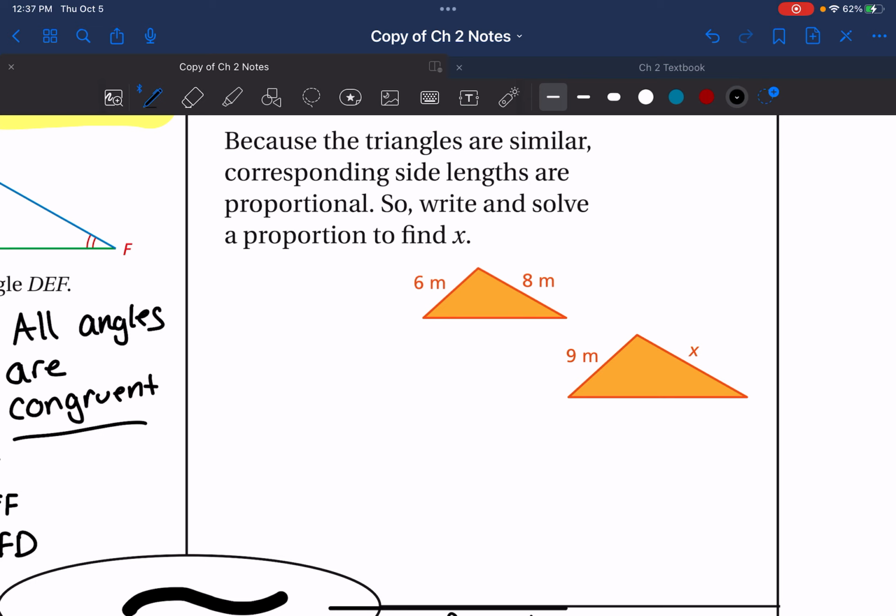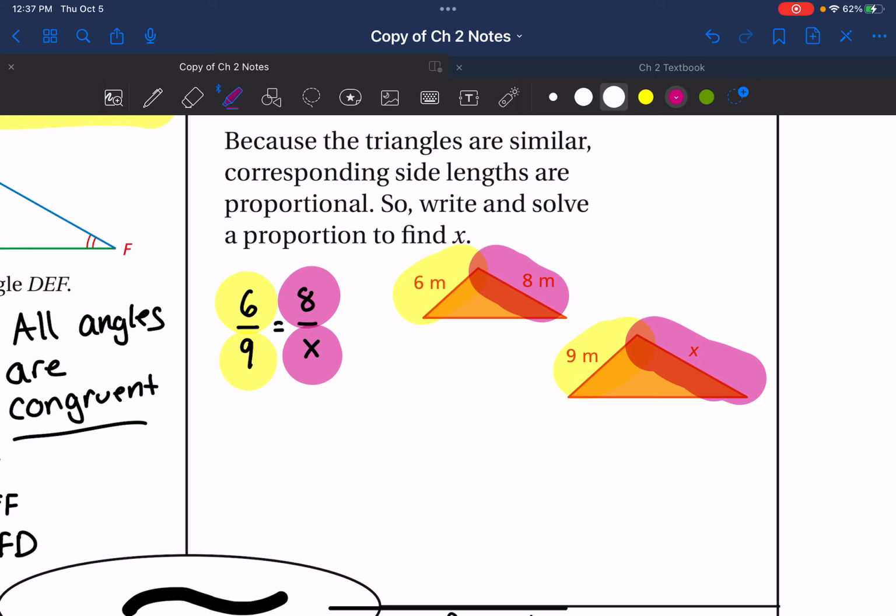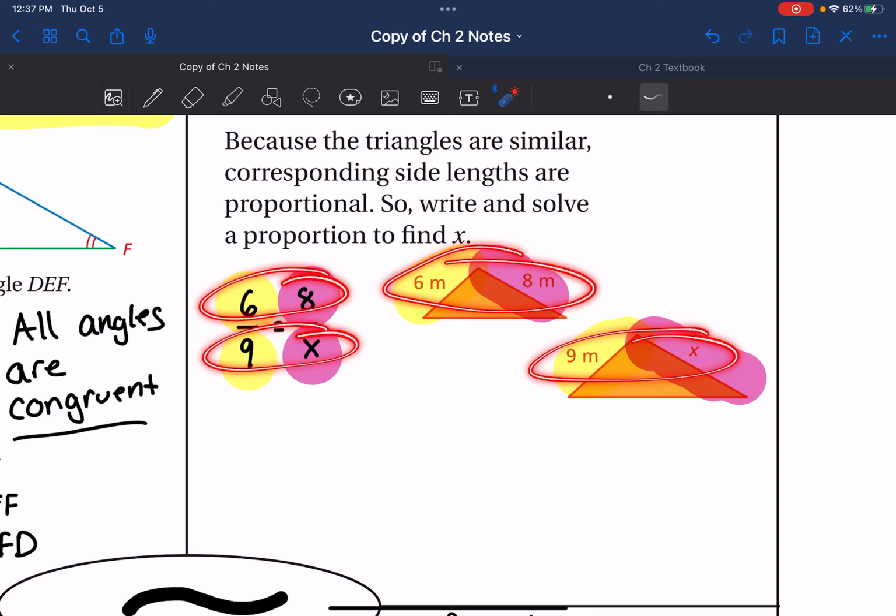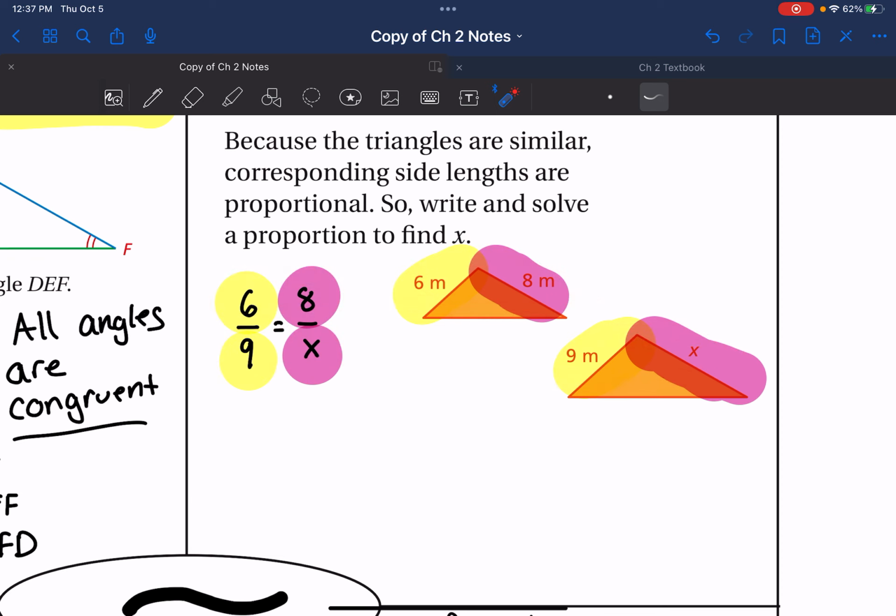You can either say side length 6 is to side length 9 as side length 8 is to side length x. I'm going to use a highlighter. Don't do this part, okay? I'm just using this to show you. Do you see how I have 6 is to 9? See how that's short side is to short side, as long side is to long side? Long side is to long side. But then I also kept this triangle's numbers on top, and I kept these triangle numbers on bottom. As long as you're keeping like things with like things and not switching them around, then it's okay.